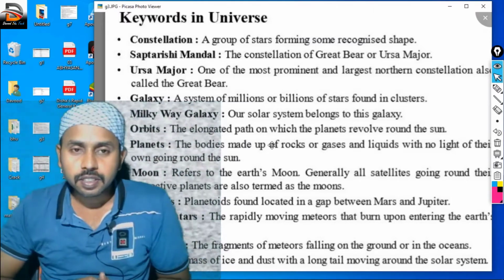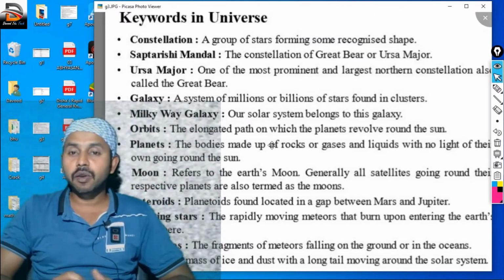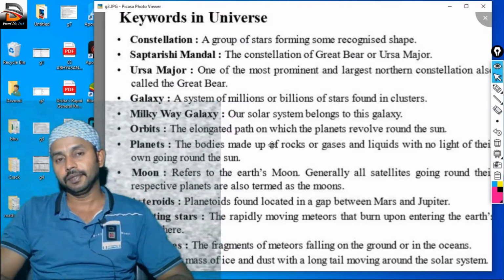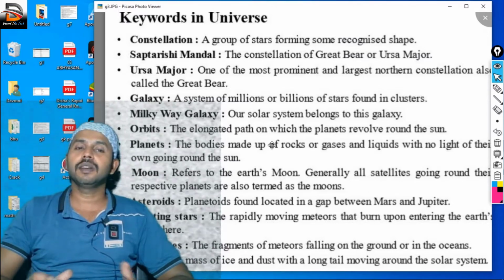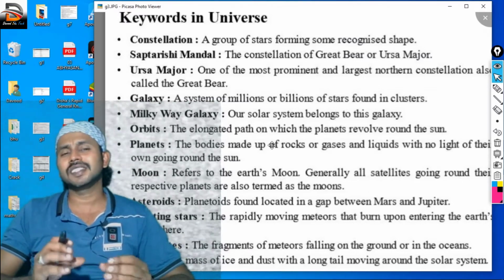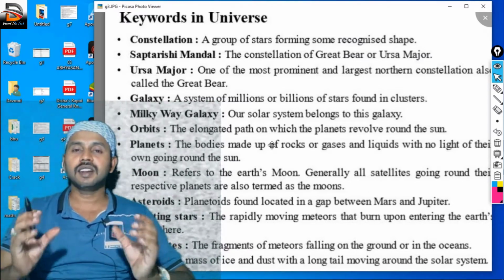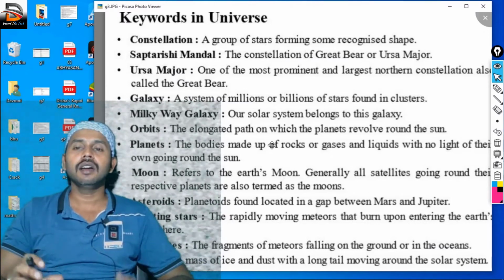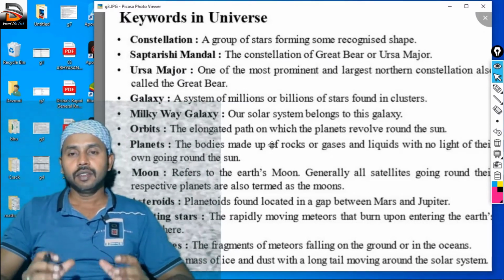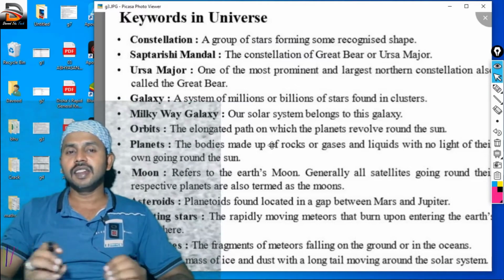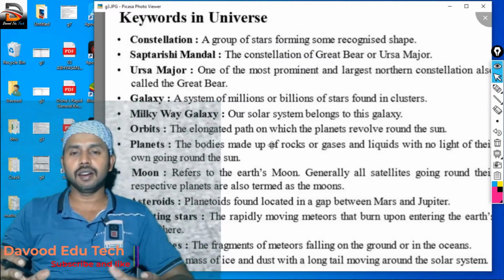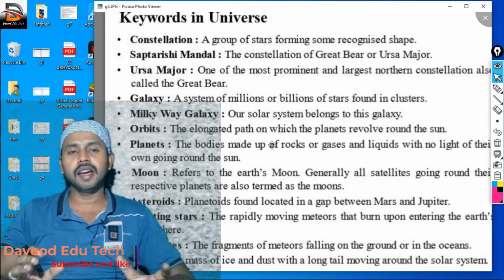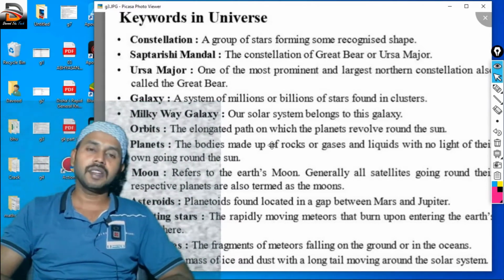Saptarshi Mandal is the constellation of Great Bear or Ursa Major. We call it Saptarshi Mandalam in Telugu. That means the constellation of Great Bear or Ursa Major. Saptarshi Mandal has a number of stars. The constellation of Great Bear looks like a bear, and we call it Saptarshi Mandal.